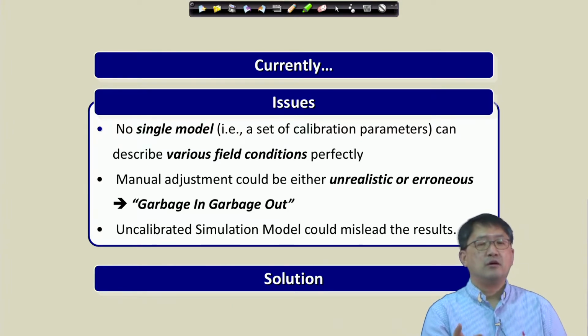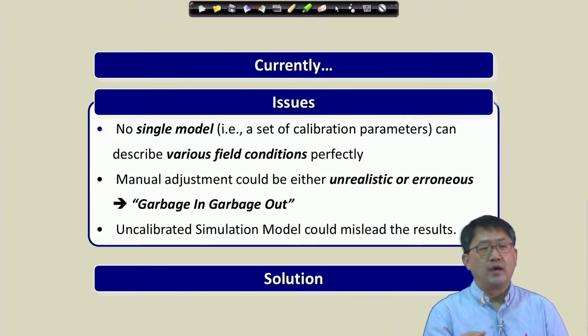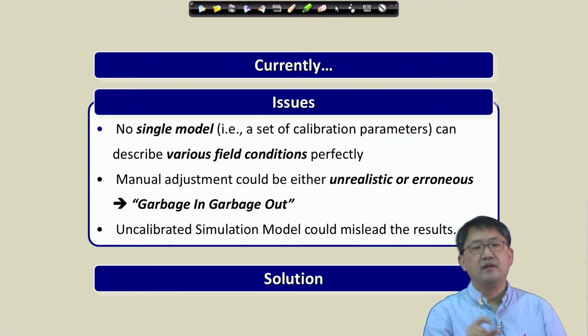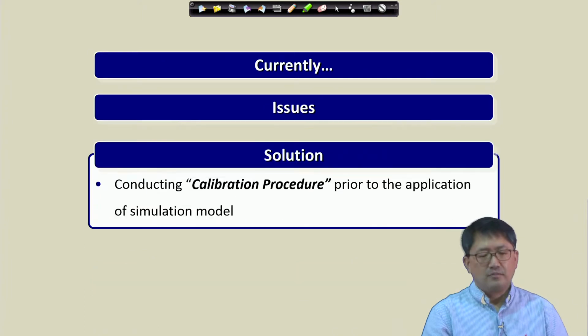In part that's because you don't know whether the data you have from the field is representative of the field average. The field could have large variabilities. If you collect the data for a short term, that could be an extreme case, and you are not getting the right results. And also an uncalibrated model could give misleading results. So it's better to use a procedure to calibrate.